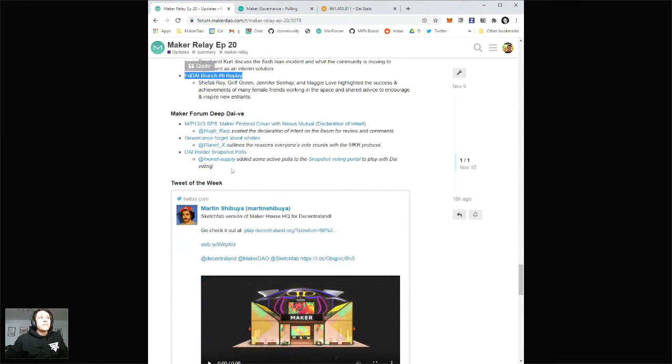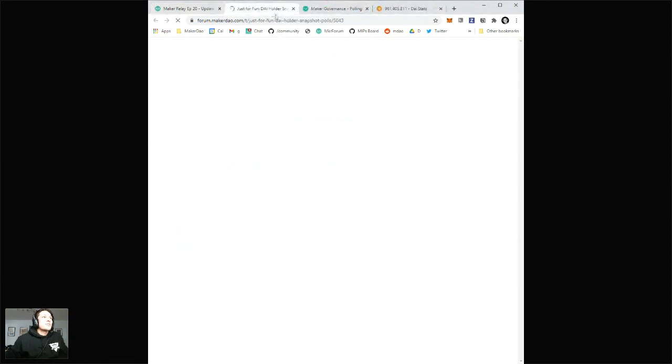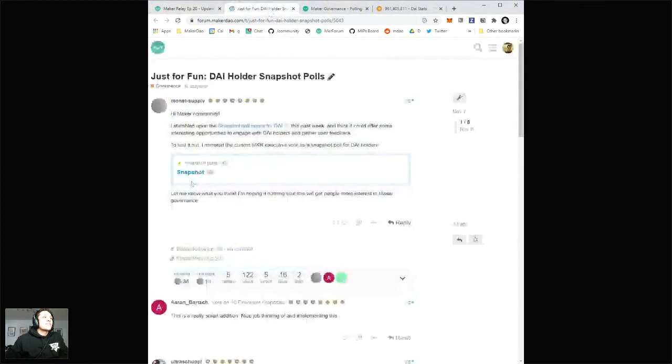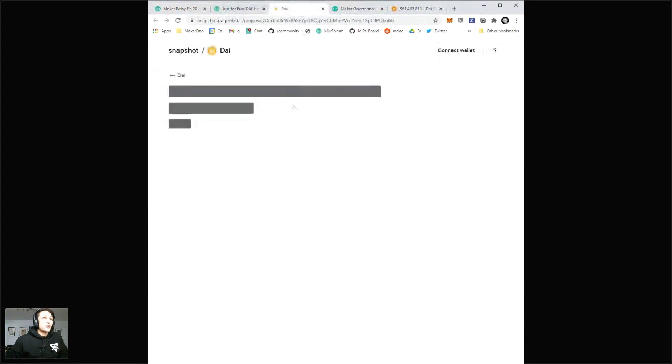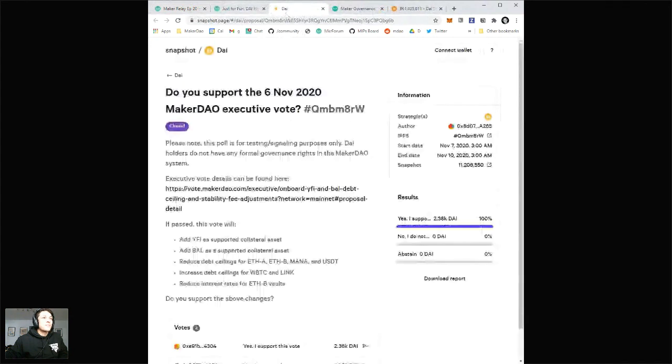DAI holder snapshot polls. Monet Supply added some active polls to the snapshot voting portal to play with DAI voting. This is, I believe, a just for fun thing. He's playing around with the snapshot methodology that a lot of protocols in the space are using. Balancer, I believe, is using the same snapshotting methodology. So yeah, check it out if you want to play around with it.